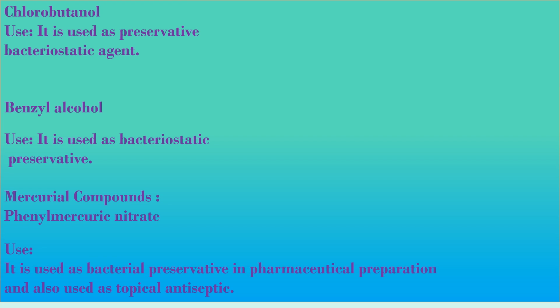Other examples are chlorbutanol. They are preservatives, as are benzyl alcohol and phenyl mercuric nitrate. They are used as preservatives in topical preparations. So this is the structure of your chlorbutanol. It's a trichloro compound. It's a butane group containing a methyl, a butanol containing 3 chloro. So it's an example of chlorbutanol.